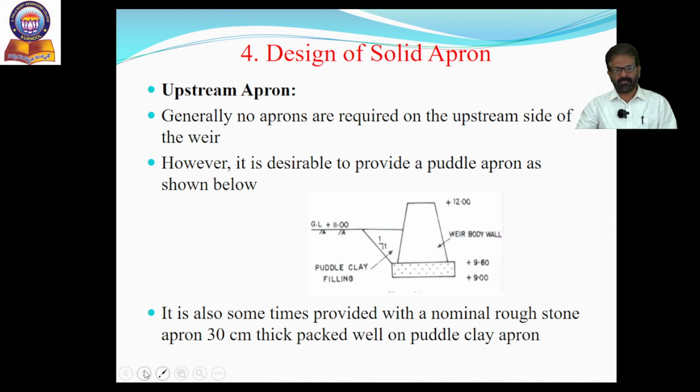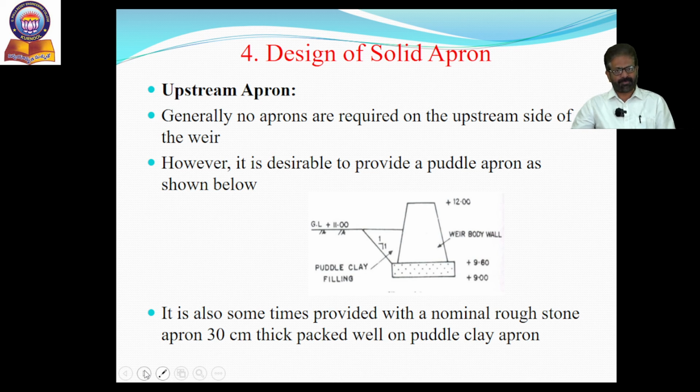Now coming to solid apron. Generally, these solid aprons in the form of impervious floor are required for all hydraulic structures, especially on the downstream side of the structure. For example, in case of a dam or a barrage or even a weir, on the downstream side of the structure, it is necessary to provide such a solid apron in the form of impervious floor to protect the structure against soil erosion. That is the main purpose of providing this solid apron.